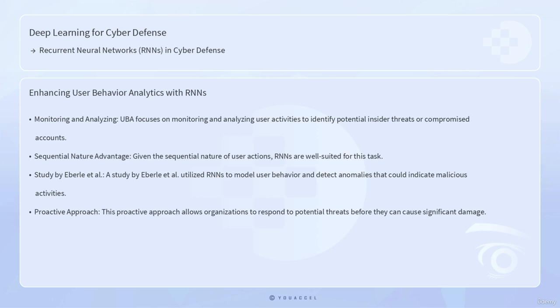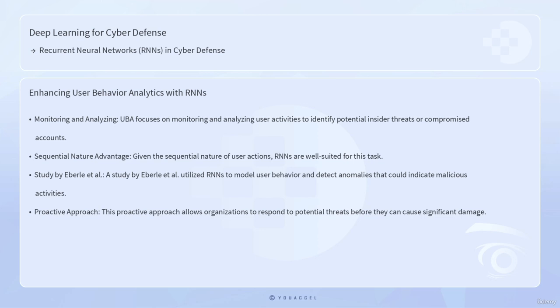RNNs also enhance user behavior analytics, which is a critical component of modern cybersecurity strategies. UBA focuses on monitoring and analyzing user activities to identify potential insider threats or compromised accounts. Given the sequential nature of user actions, RNNs are well suited for this task.